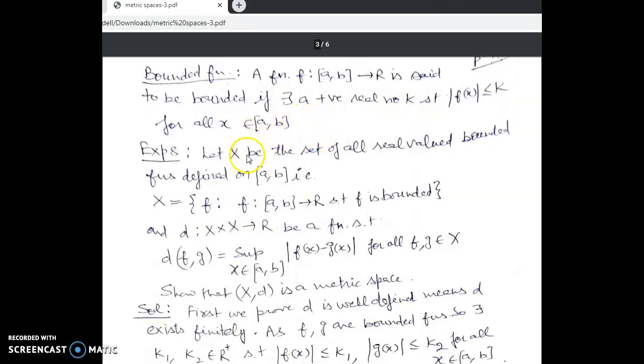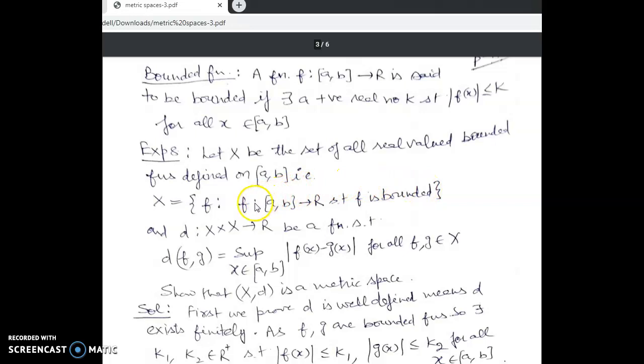And now the next example is for these functions. Let X be the set of all real valued bounded functions defined on the closed interval [a, b]. Meaning, what is X? X contains those functions which are from [a, b] to R and which are also bounded.